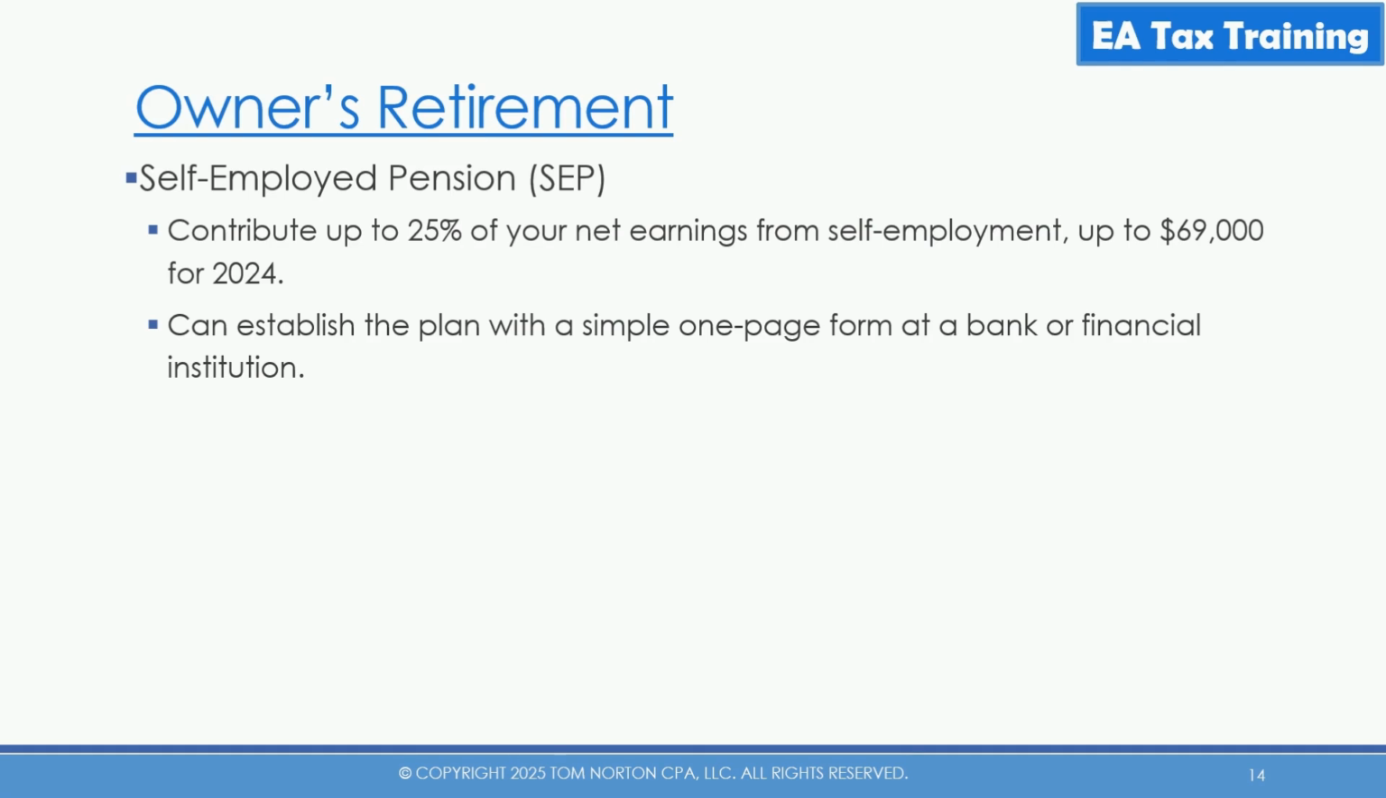This is a pretty good deal. A sole proprietor can put up to $69,000 away for retirement as part of a SEP. Now, it is only a maximum of 25% of your net earnings, but still, that is a good deal. And these plans are very simple to establish.